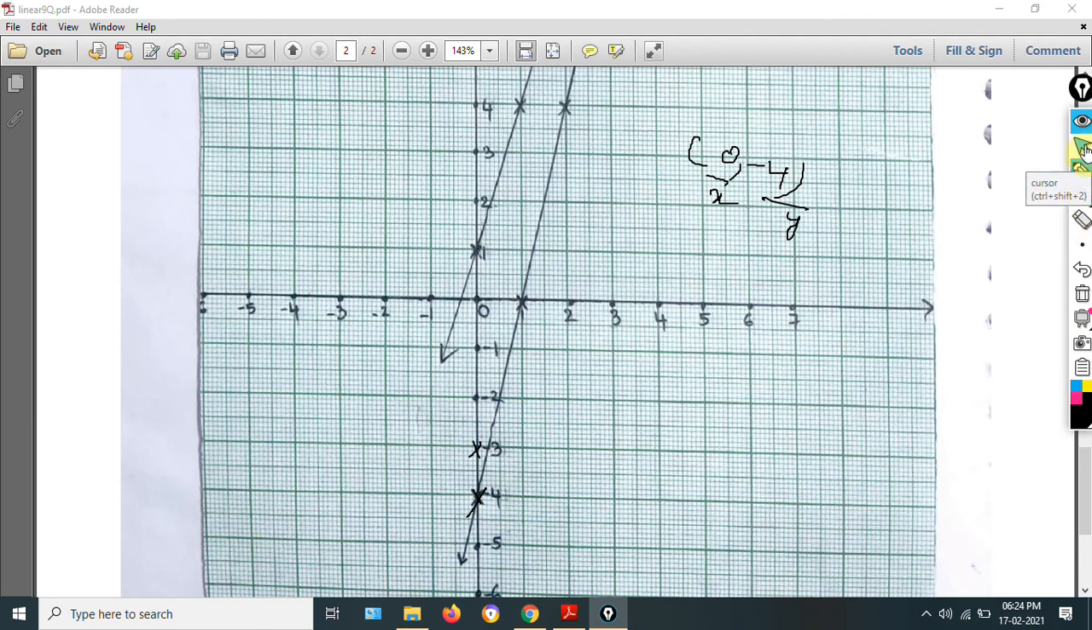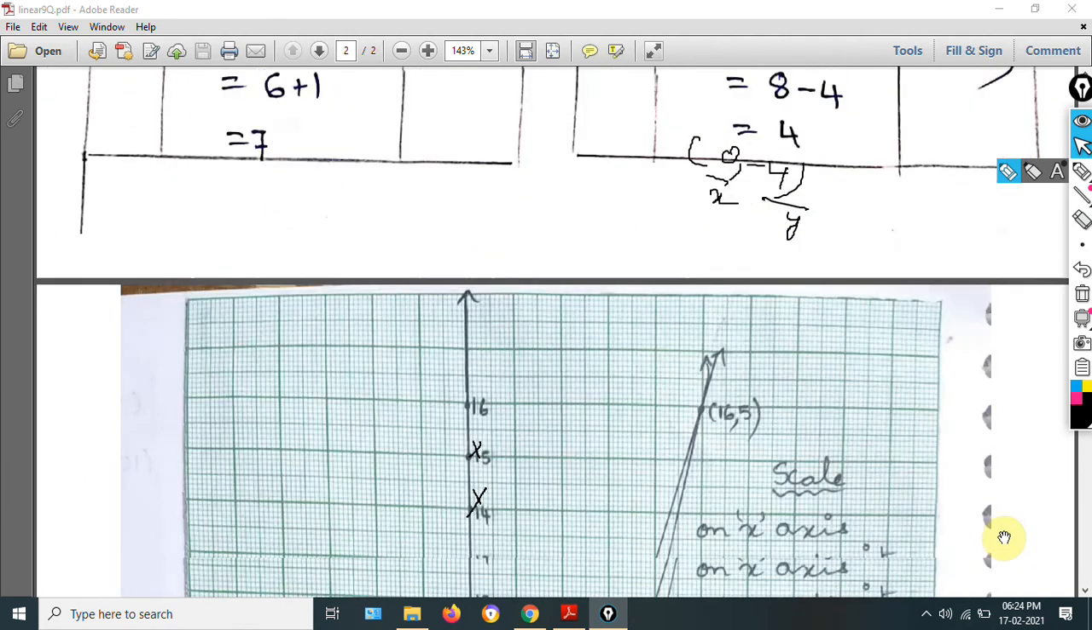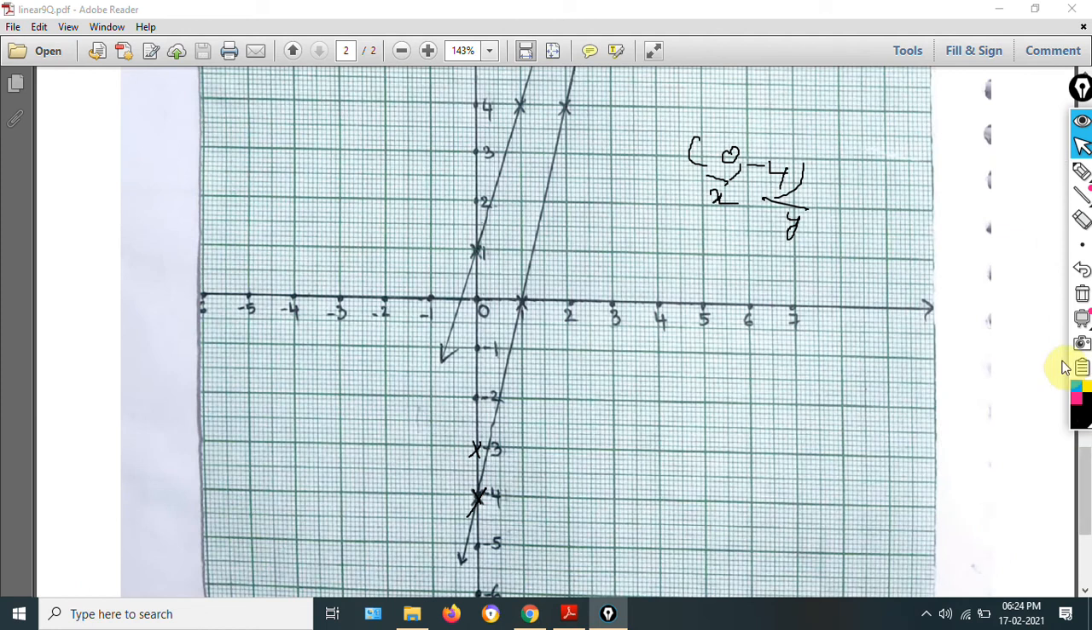Next, what is the next point? 1 comma 0 is the next point. So I will take the pencil, 1 comma 0. This is the x value and this is the y value. Now on the x-axis, where are we getting 1? Here. From this position we have to see where we get 0 on the y-axis. From this position where is 0? Here only. So we will put a cross mark here only. Neatly we will draw one cross mark.